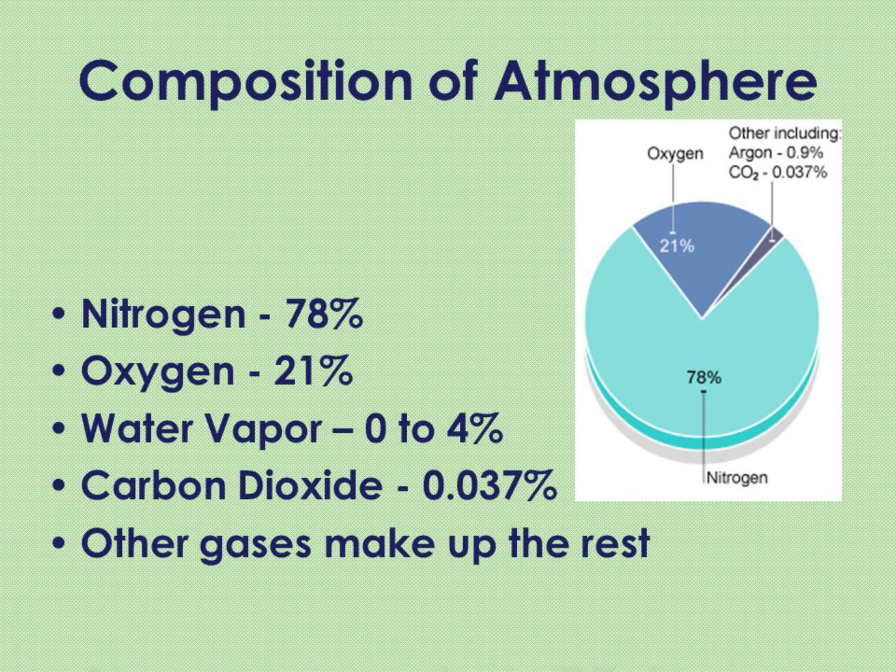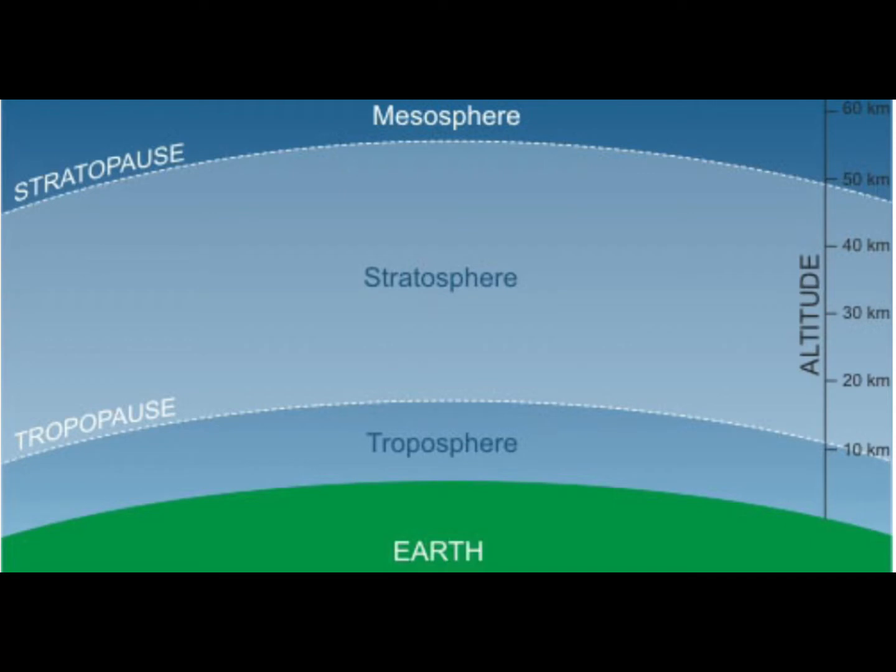So firstly, the atmosphere is made of gases such as nitrogen and oxygen, which are the main ones, and the others that aren't as big are argon, helium, carbon dioxide, and others. The atmosphere isn't actually just one part. It's made up of three regions: the troposphere, stratosphere, and mesosphere.